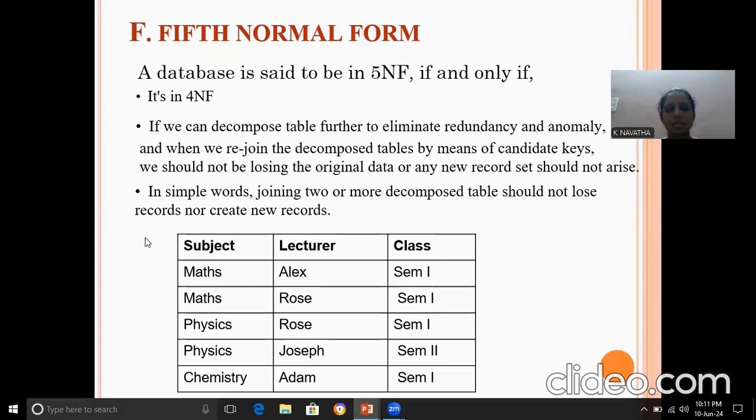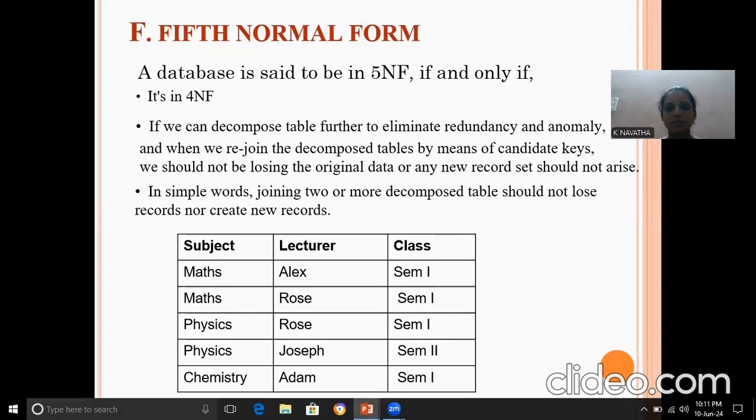Here subject, lecture, class are the attributes. The subjects are maths, physics, chemistry. Who are the lecturers? Alex, Rose, Joseph, Adam. Classes are what? Sem 1, Sem 2 are the classes.